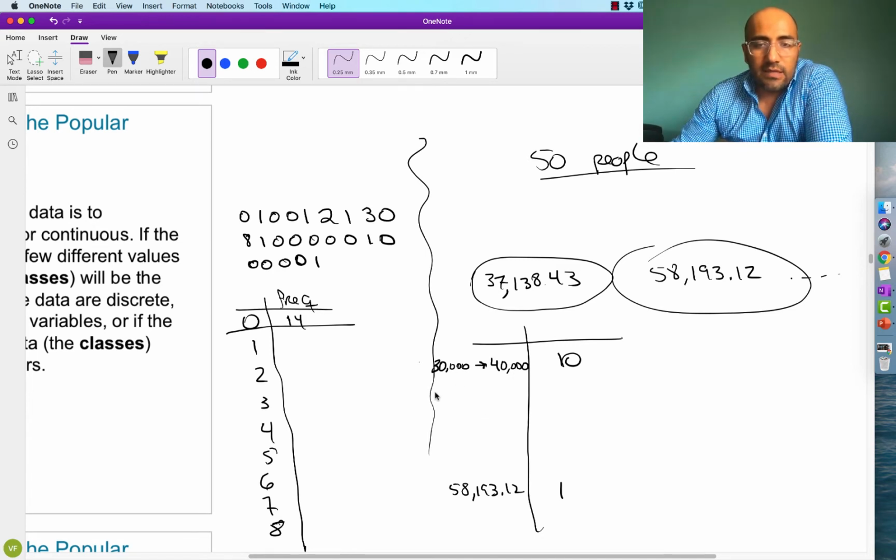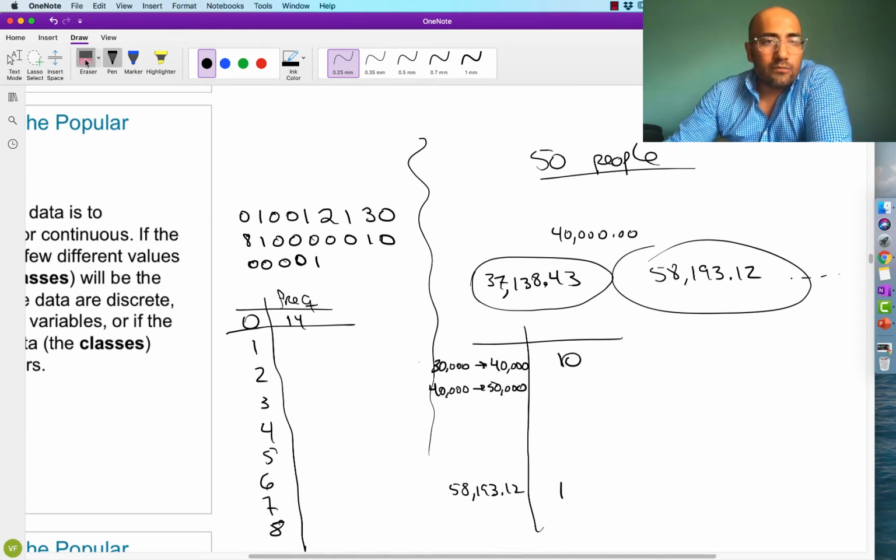Now we have to be careful about the next number though, because if I put this one as 40,000 to 50,000, well, now we have a problem with this exact person here. If someone actually reported exactly $40,000, where do we put them? Are they part of this class or are they part of this class? So we have to be extra careful about how we define our classes. We have to define them in a way such that any number can land in exactly one of these and not two of these. So I can't do that.